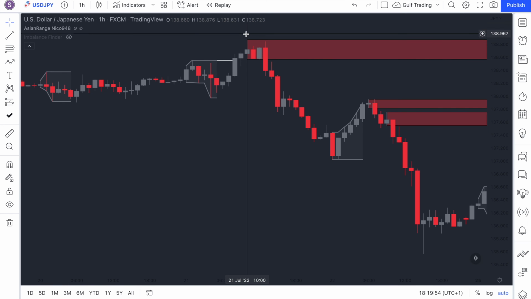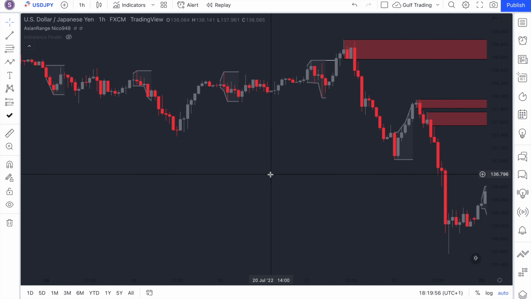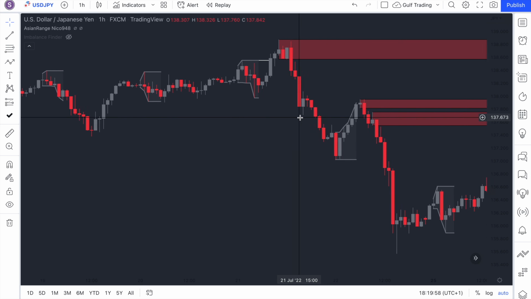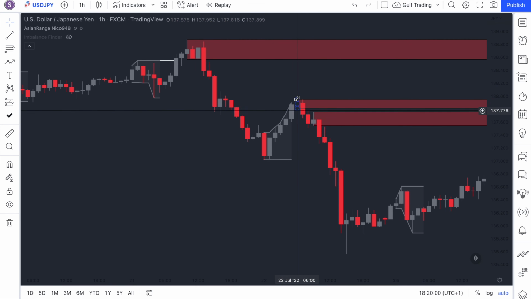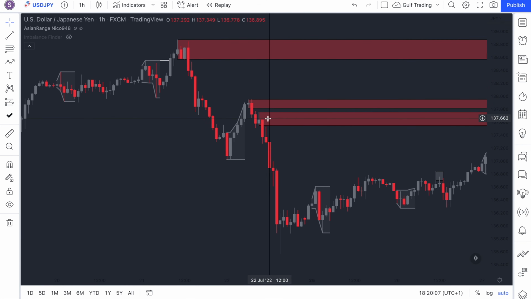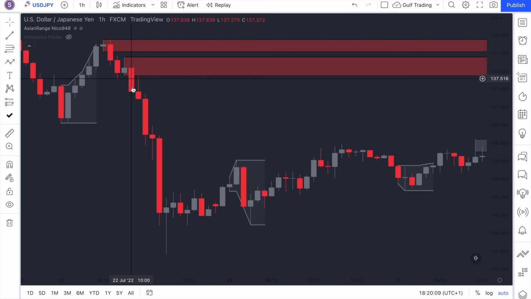Asian liquidity gets grabbed before price shoots down. And that's why it's one of my rules for looking at order blocks. Ideally you want to be looking at an order block that has taken out the Asian liquidity, because it's a high probability zone, unlike this one, which has liquidity resting above it.